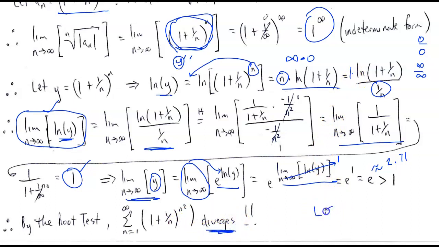Because remember, if our limit is less than 1, then it absolutely converges. And if L is greater than 1, or infinity, then the result is that it diverges. Okay. And then, of course, the only other thing you can have is when L is equal to 1, it's inconclusive at that point.